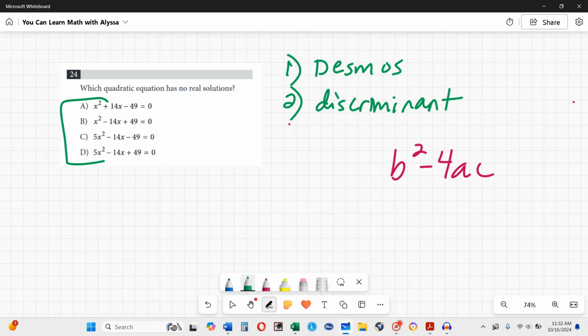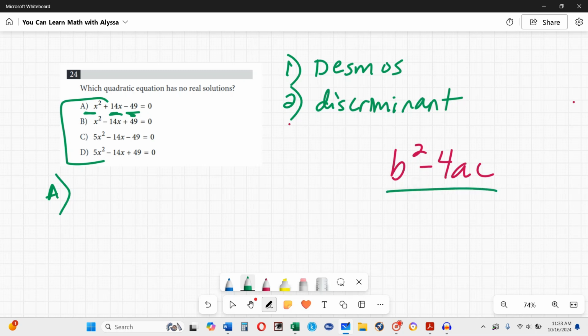So all right, now let's look at our 4 equations up here and see which one is going to have no real solution. I'm going to pull the a's, the b's, and the c's from each of these. Okay, so for a, I'm just going to put them right next to each other. All right, b squared minus 4ac. Remember b, a, c, a, b, c. I don't know why I said them out of order, but that's the order they are in the discriminant. That's why I did it.